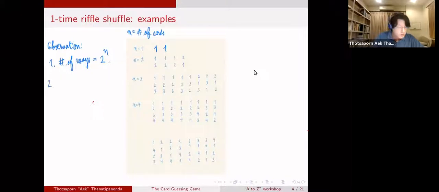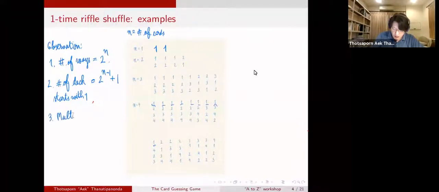Okay, and then number two, the number of decks that start with 1. You can see the number of decks that start with 1 is just 2 to the n minus 1, half of them, and then plus 1. So this is some observation. Like n equal to 4, you see there are nine of these that start with 1. And then number 3, let's talk about the multiplicity real quick.